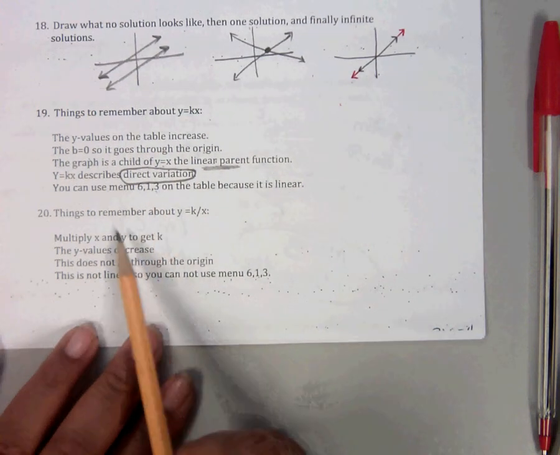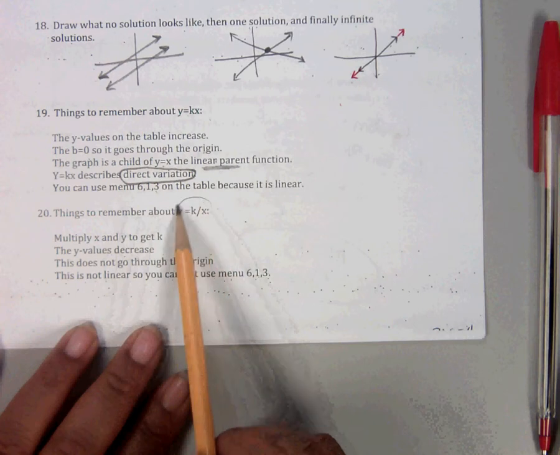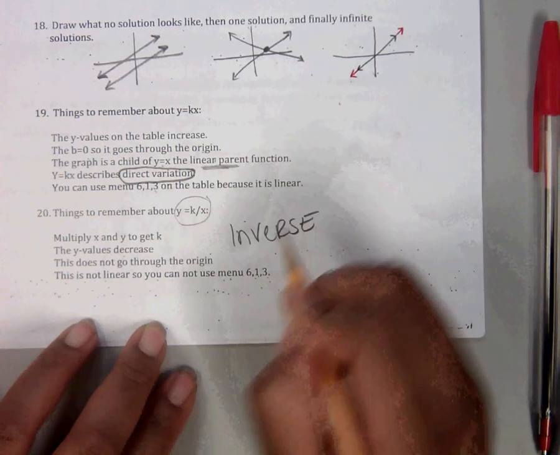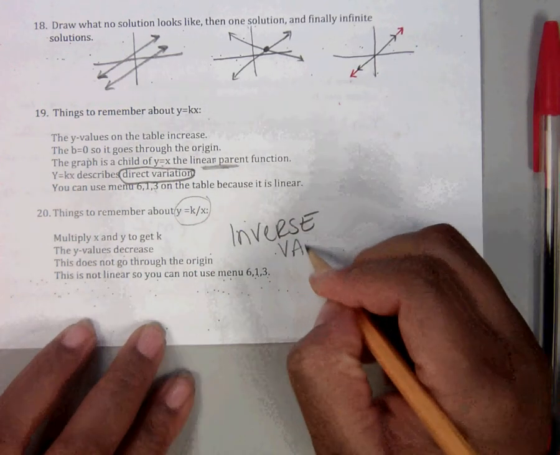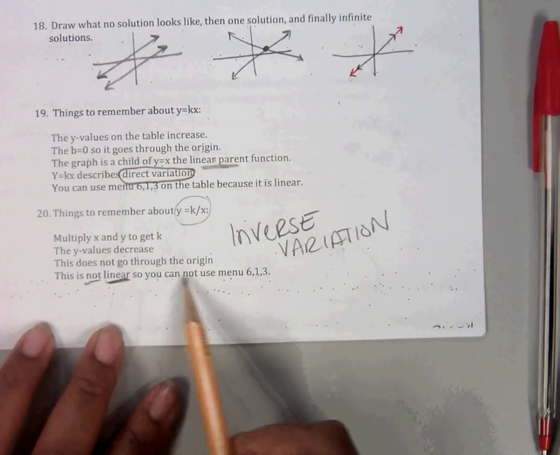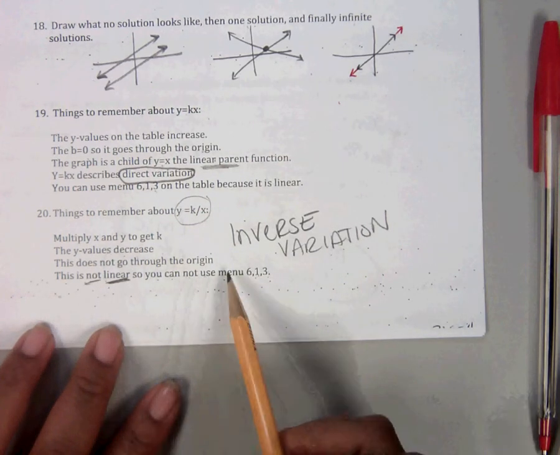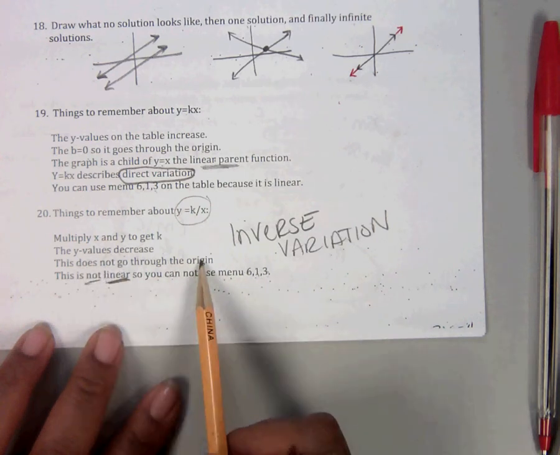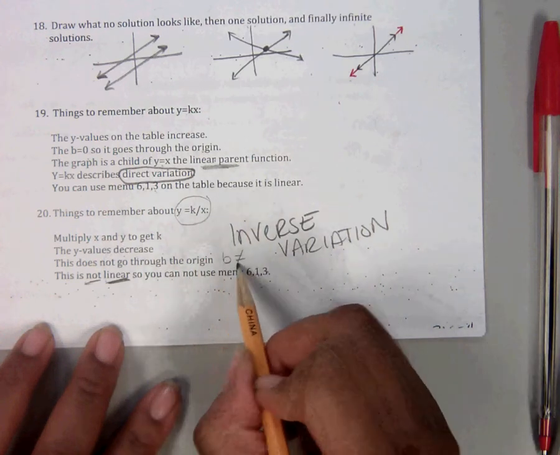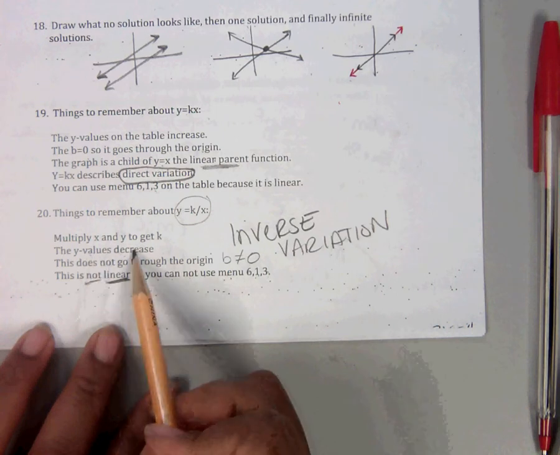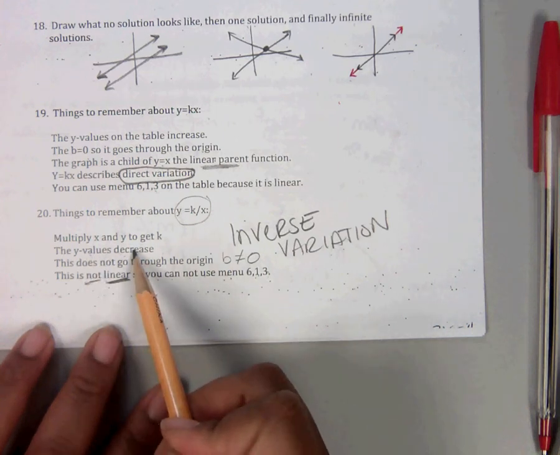Number 20. y equals k divided by x is inverse variation. And inverse variation problems are not linear, so you cannot use menu 613. They do not go through the origin. They do not have b equals 0. And the y values on the table will decrease. In most instances, they will decrease rapidly.